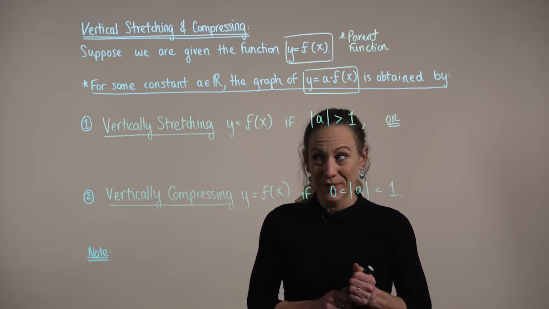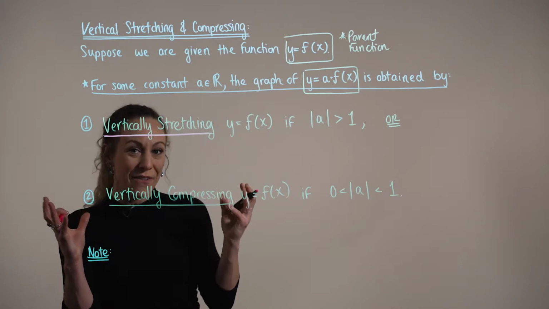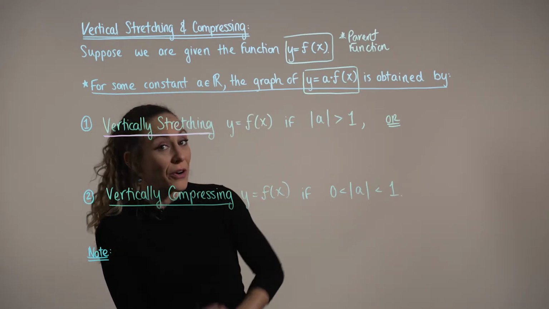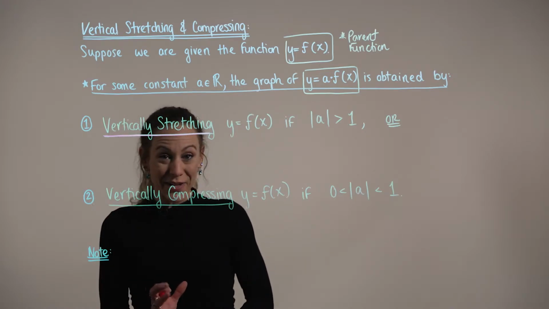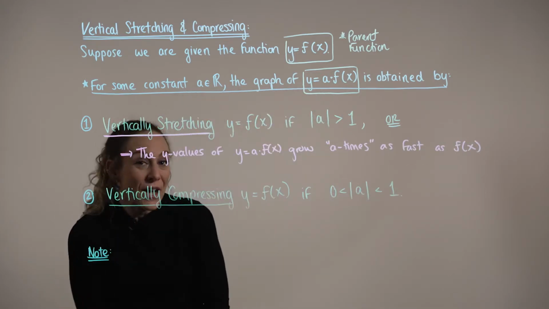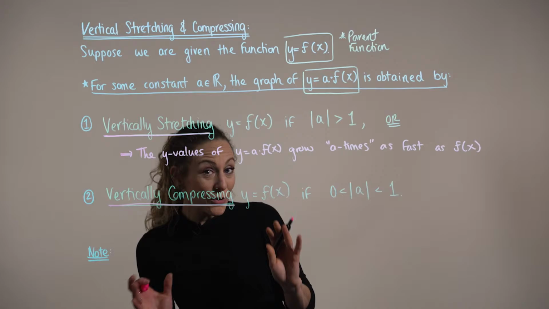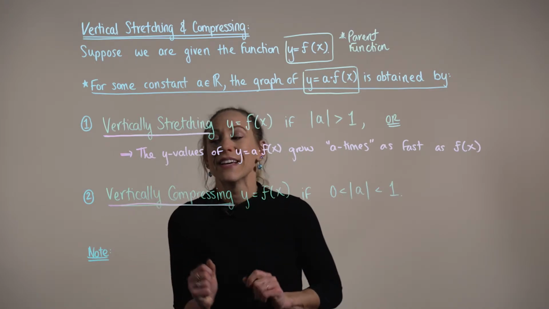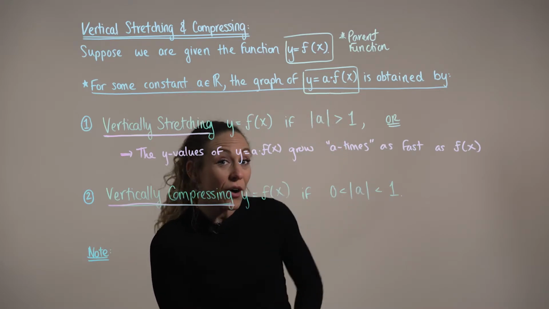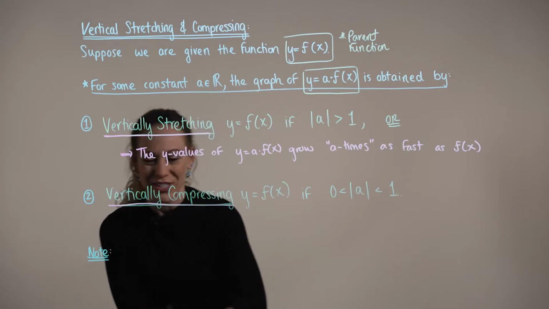So in this first case, when we say that we are vertically stretching the graph of our parent function, this implies that the y values of our new function are growing a times as fast. Now, when we talk about the parent function being vertically compressed by a factor of a, this means that the y values of our new function are growing a times as slow as the y values of the parent function.